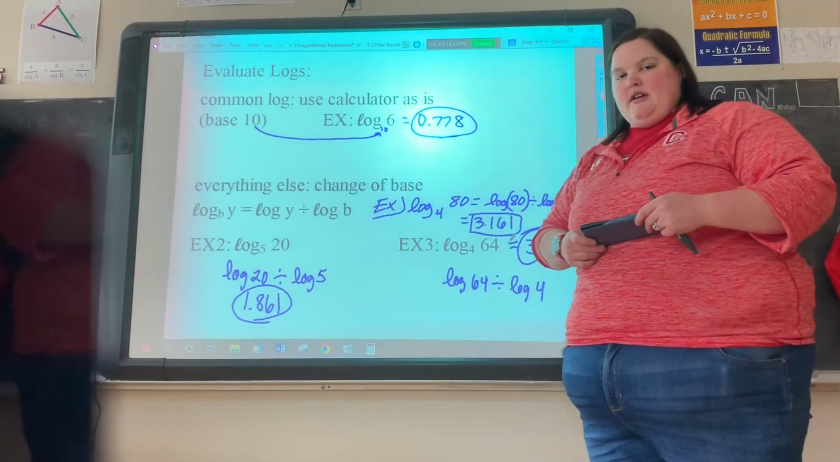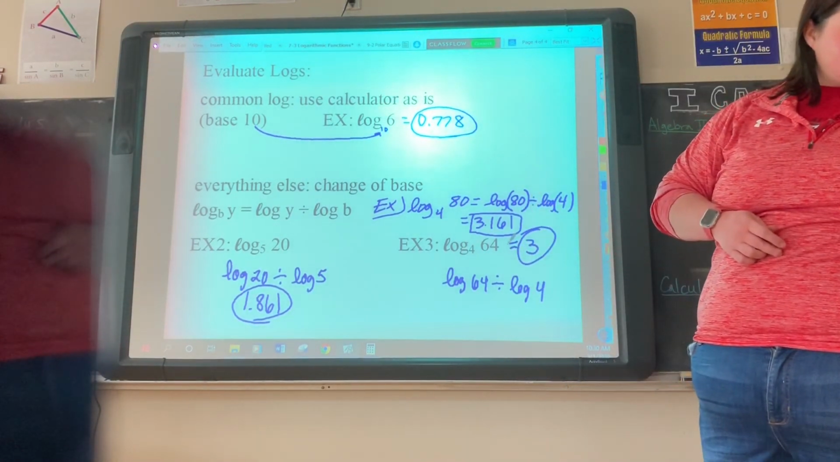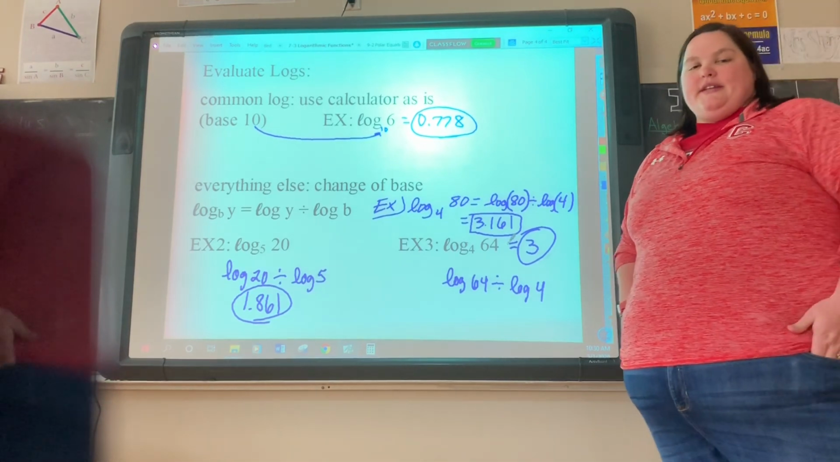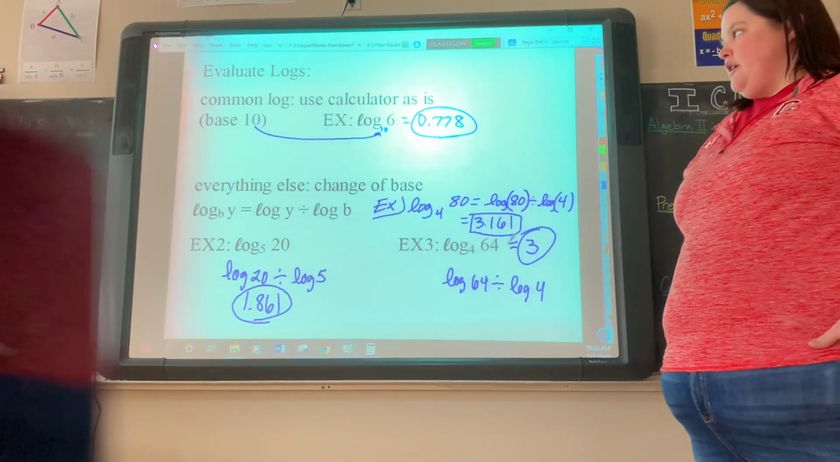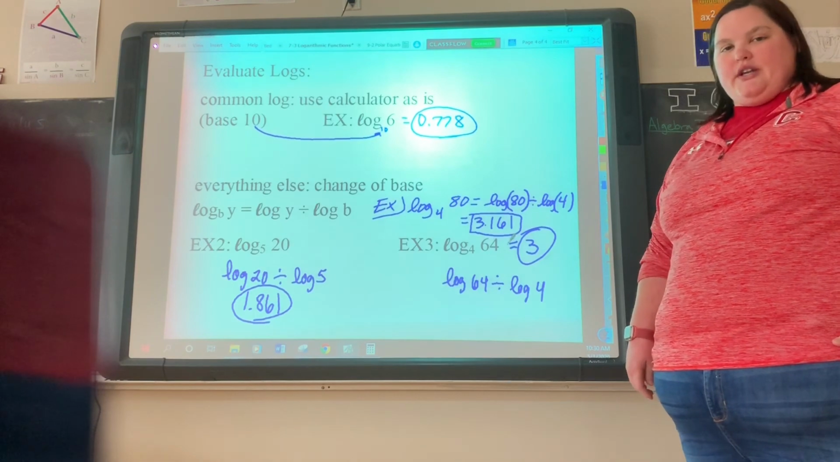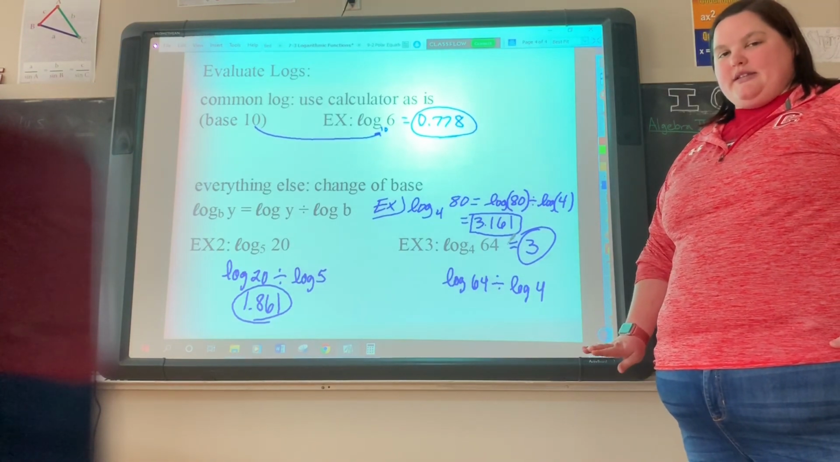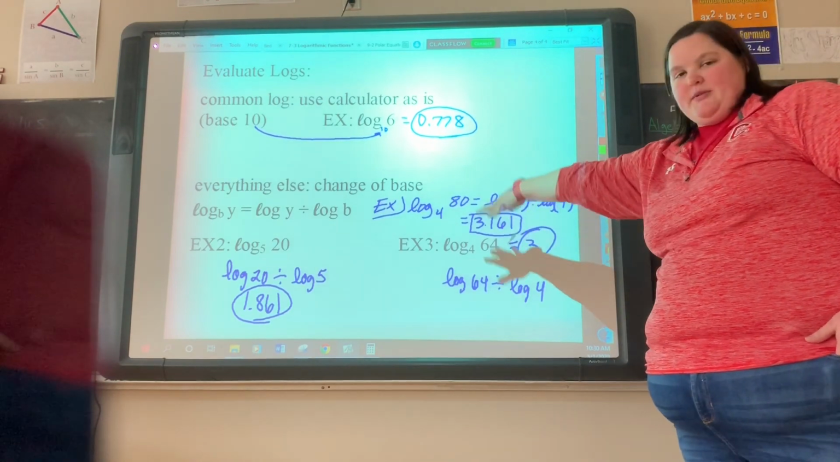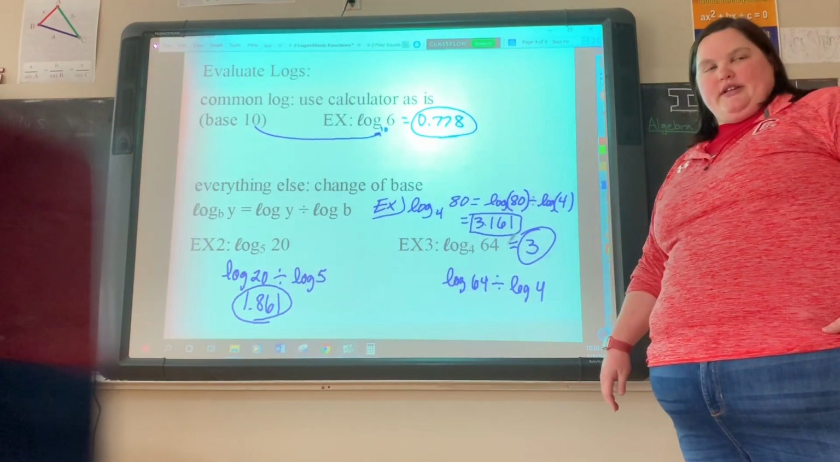I'll give you a second to look at that. We'll probably spend a couple days on this, just to make sure we're good to go. Again, we're starting off with some basics, because eventually we'll end up having to use this to help us solve for x or different things like that.